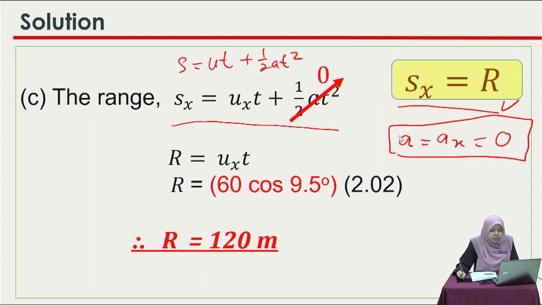That's why half at squared equals 0. So we rearrange the equation. From Sx equals r, r equals uxt, and r equals 60 cos 9.5 degrees times 2.02, and we can find out that r equals 120 meters. So this is the final answer.